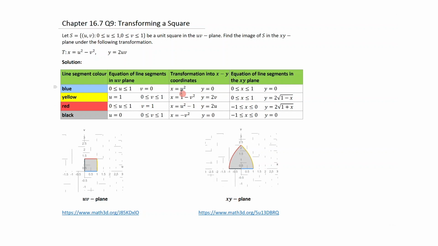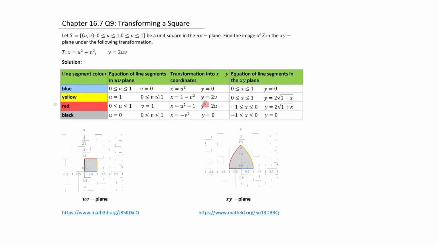We're given here that X is equal to U squared, but U ranges from 0 to 1, which means X ranges from 0 to 1, and Y equals 0. In this case, X equals 1 minus V squared, and V ranges from 0 to 1, and so that means the x value will range from 0 to 1 as well. However, now we have to figure out, well, what is y going to be? And so here we basically solve this equation. We're trying to put x in terms of y.